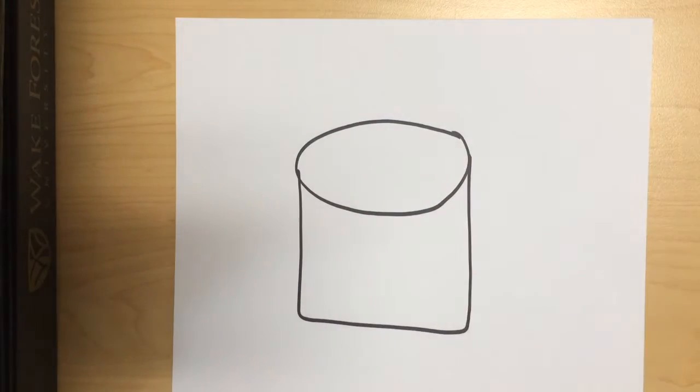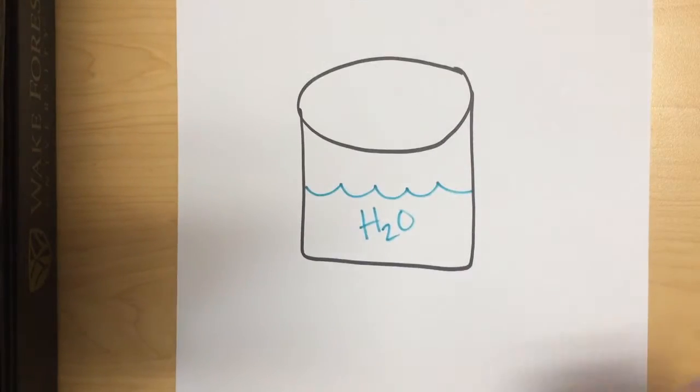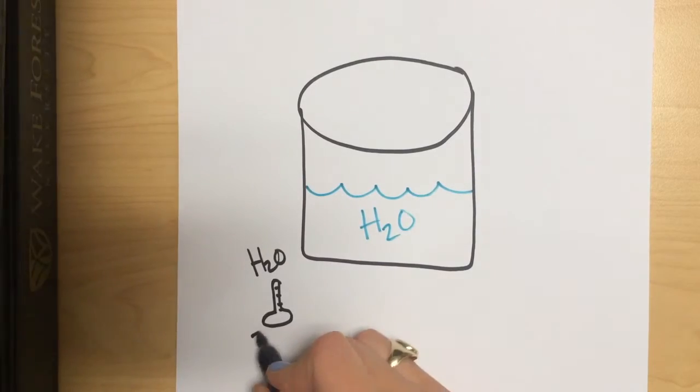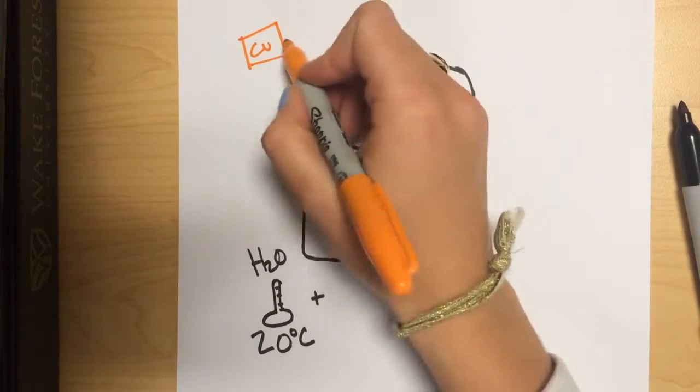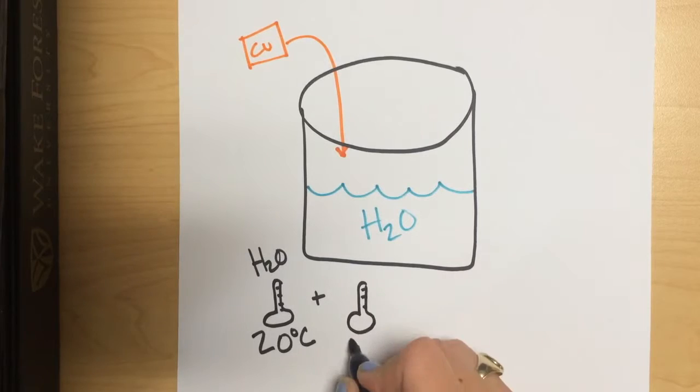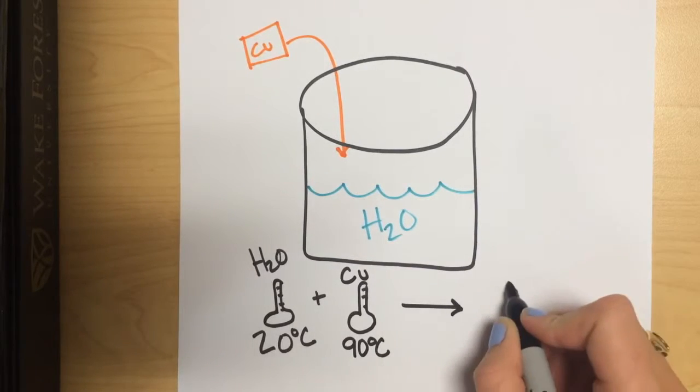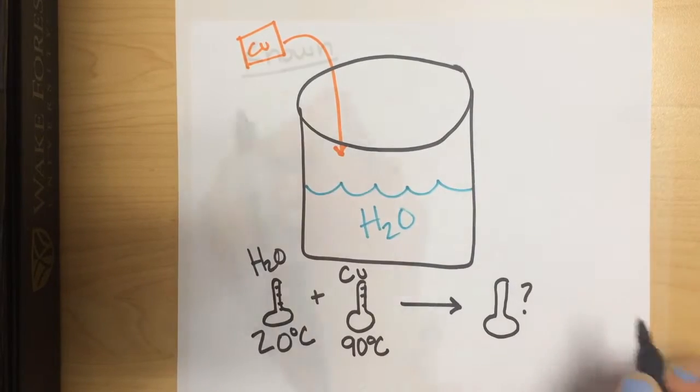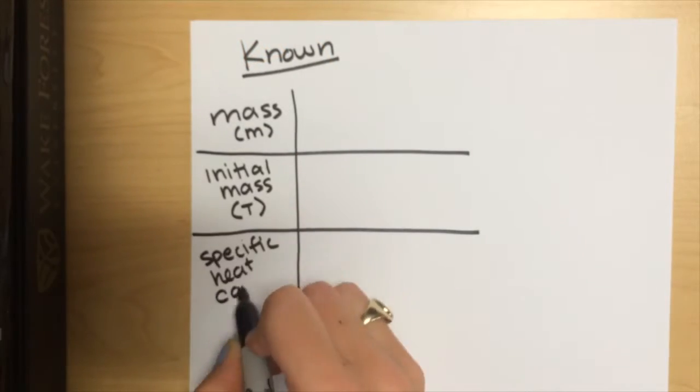There is a 250 gram sample of liquid water at 20 degrees Celsius in a styrofoam cup. A 30 gram sample of copper at 90 degrees Celsius is dropped into the water. What will be the final temperature of the water and the copper, assuming no heat is lost to the styrofoam cup? Let's start by listing the information provided.